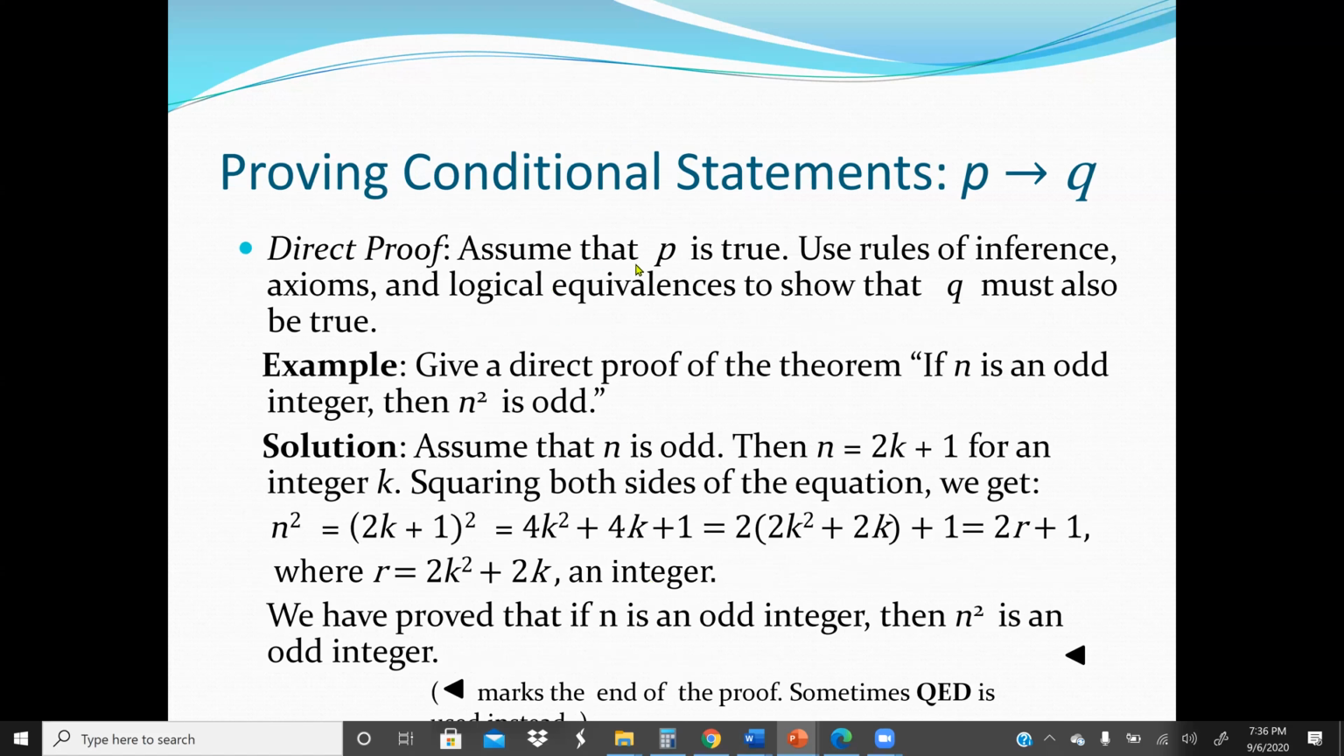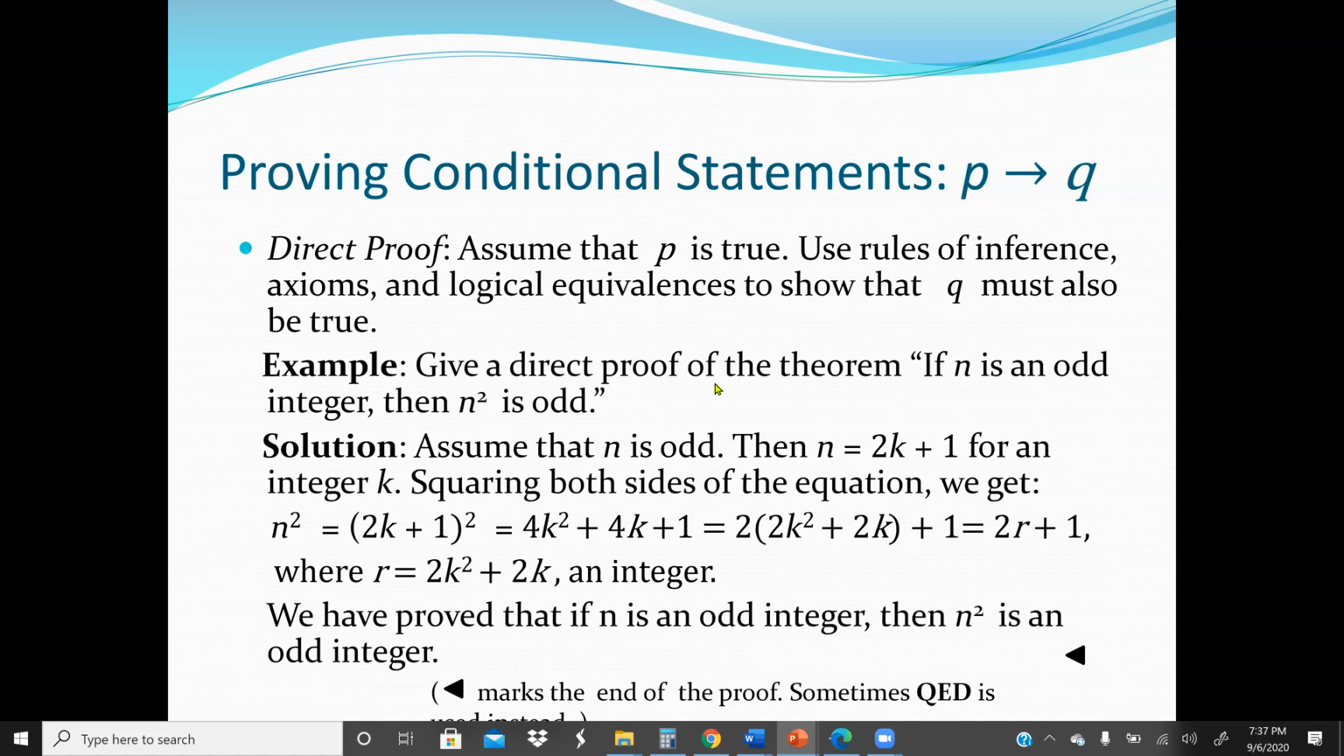So proving a conditional statement, we have P implies Q, which is if P, then Q. Now for a direct proof, we assume that P is true. Use rules of inference, axioms and logical equivalences to show that Q must always be true. So if P is true, Q must always be true. But if P is true and Q is false, the output will be false.